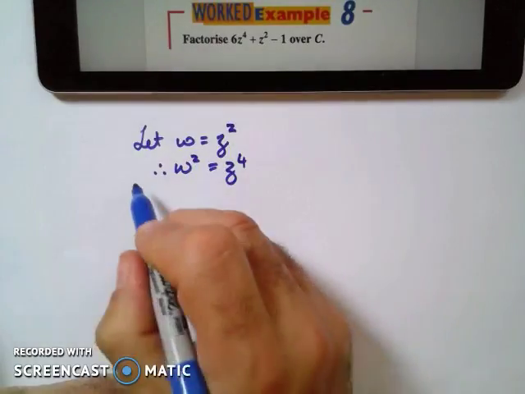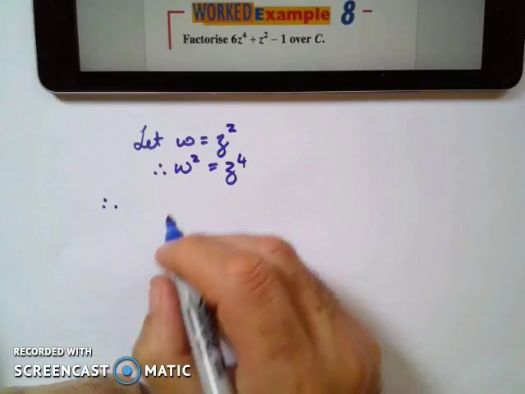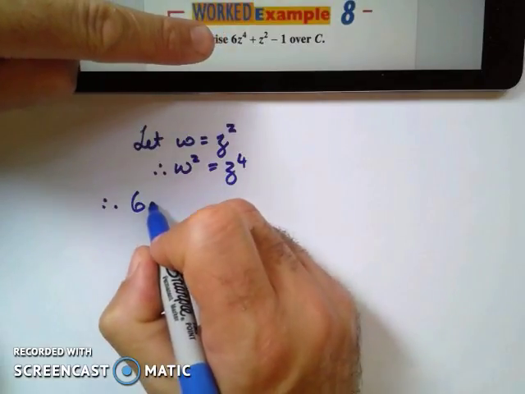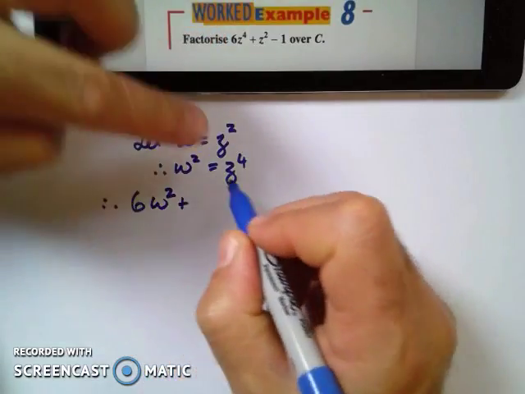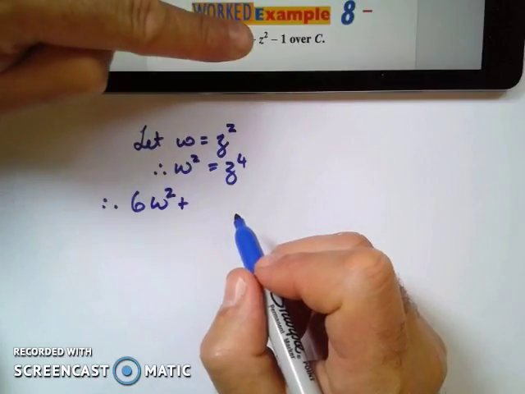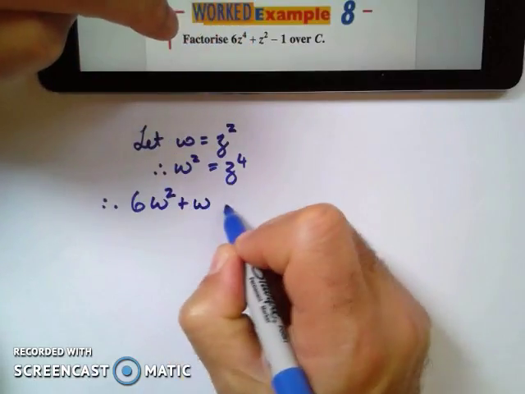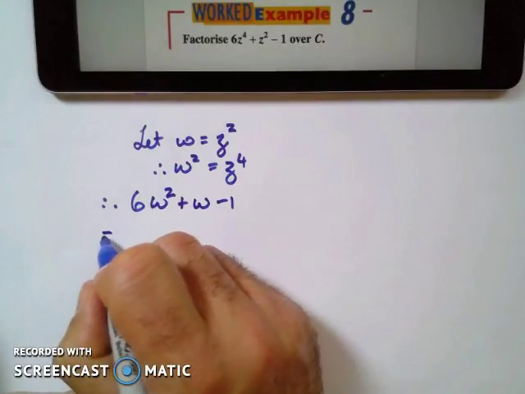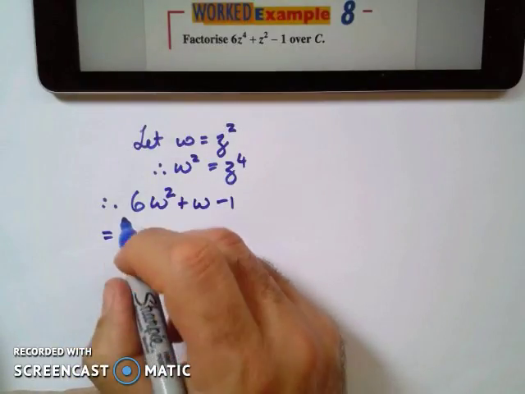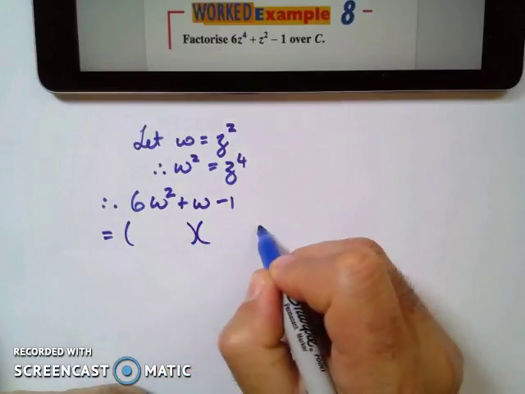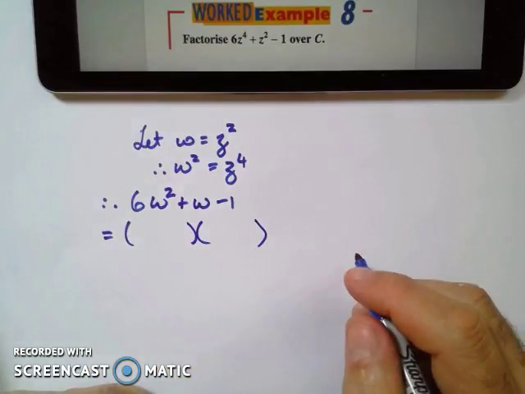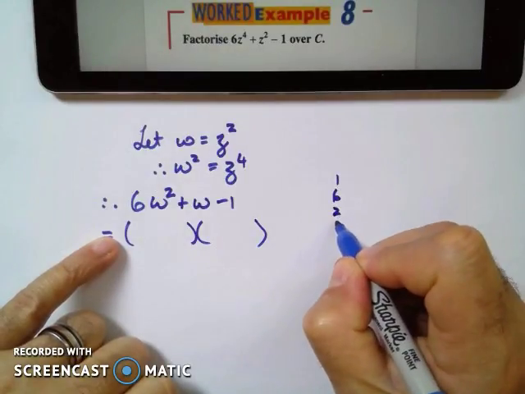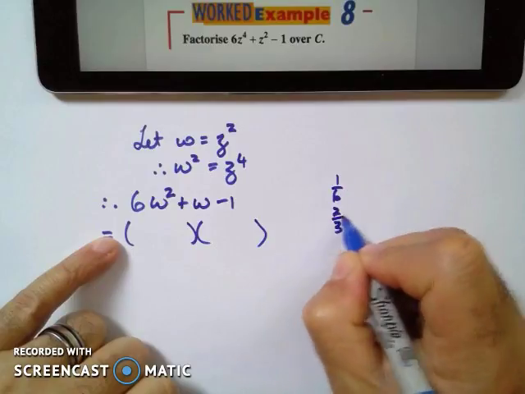That will give us that 6, and now z to the power 4 equals w squared, so it's 6w squared plus z squared is w, so z squared is plus w minus 1. What I want to do now is factorize that. And I always look at my brackets first. So if I want to find the quadratic, I'm going to do the 6, which is 1 times 6, 2 times 3, and I'll just do it this way.